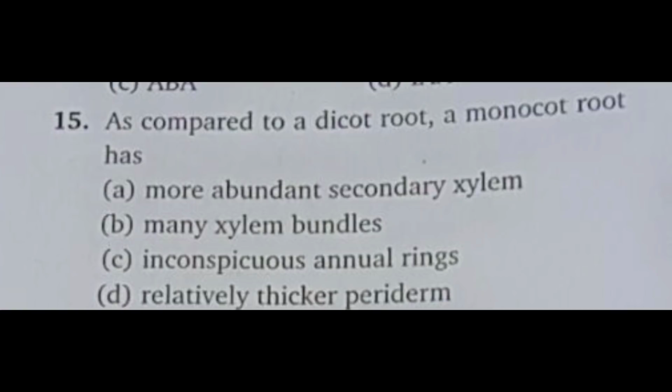The next one, as compared to a dicot root, a monocot root has, the options are more abundant secondary xylem, many xylem bundles, inconspicuous annual rings, relatively thicker periderm. And the right one is option number B, many xylem bundles.